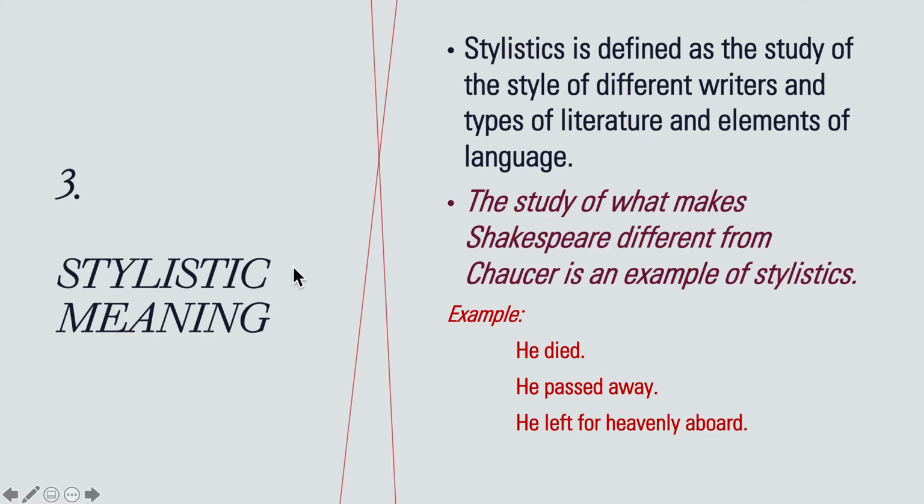Stylistic meaning. Stylistics is defined as the study of the style of different writers and types of literature and elements of language. The study of what makes Shakespeare different from Chaucer is an example of stylistics. Example: he died, he passed away, he left for heavenly abode.